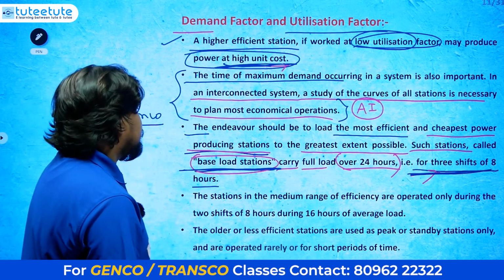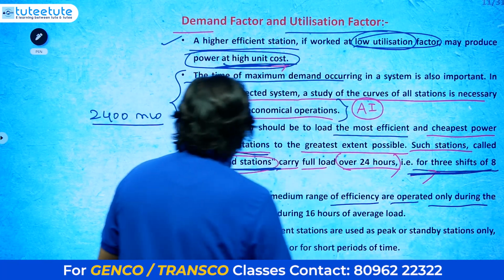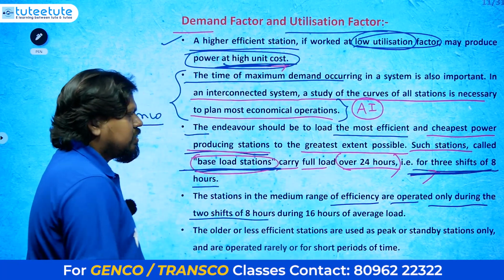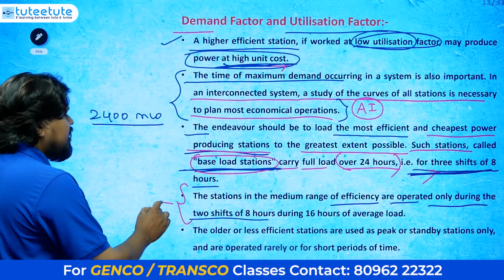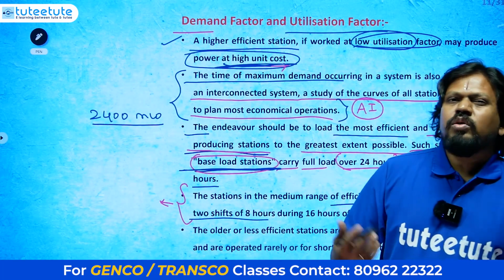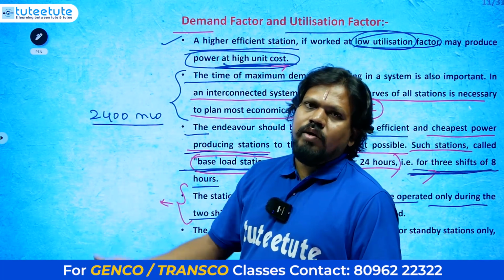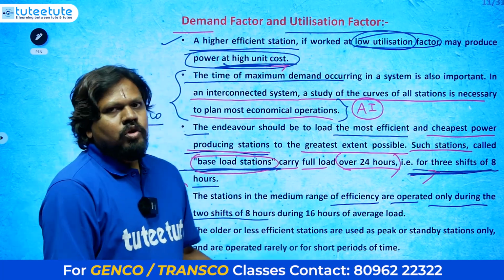The stations in the medium range of efficiency are operated only during 2 shifts of 8 hours. This is also one of the points. If the efficiency is medium or a little bit okay for us, then there is no need to run for the entire day, like 24 hours. You may be running only 2 shifts.